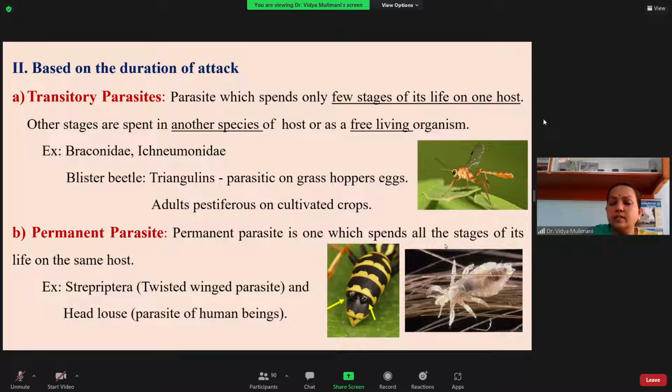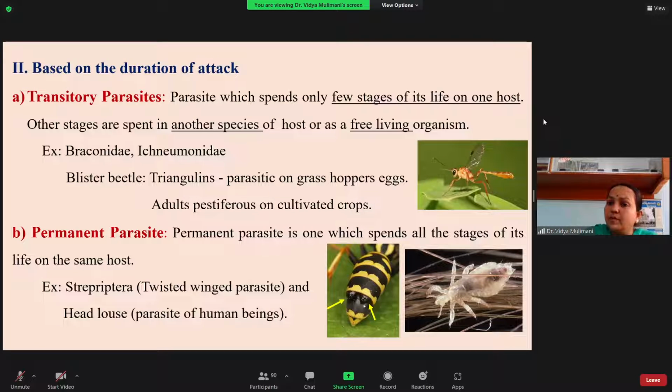A permanent parasite is one which spends all its life stages, starting from egg, larva, pupa, everything, on a single host, the same host. That is what permanent means. Here I have given one example, the head louse, and another, I think in the last course you studied about the Strepsiptera, the twisted wing parasites. Only the female is parasitic. Males are free living. Their job is only to mate and die. So these are the females.